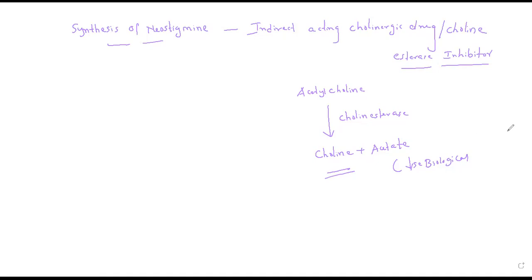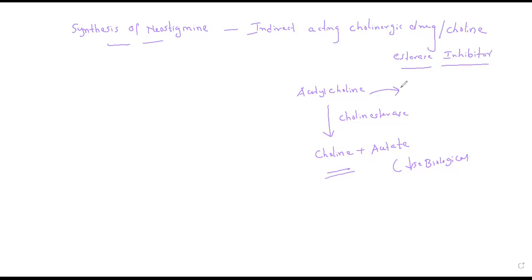So your cholinesterase inhibitors are going to stop the degradation of acetylcholine. Therefore, what happens? This acetylcholine concentration will be increased at the neuronal junction. Therefore, this acetylcholine can bind with muscarinic or nicotinic receptors to show its biological activity.